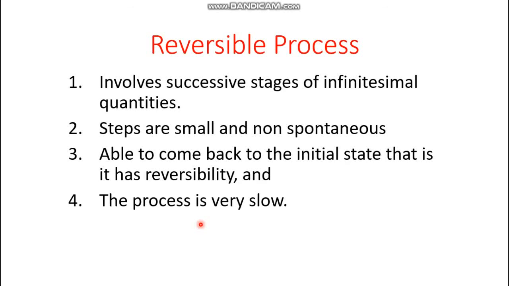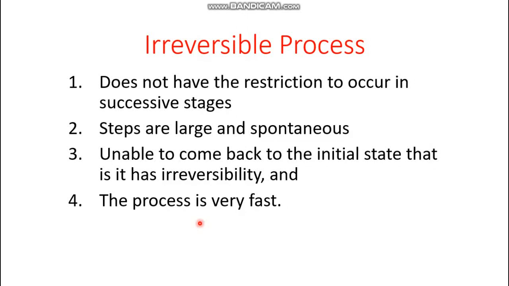So you can easily now point out the characteristics of an irreversible process. So what about them? The irreversible process does not have the restriction to occur in successive stages. It may happen in one step or two steps. Steps are very large and spontaneous, and you do not have the ability to come back to the initial state, that is, it doesn't have any reversibility, and the process is definitely very fast.